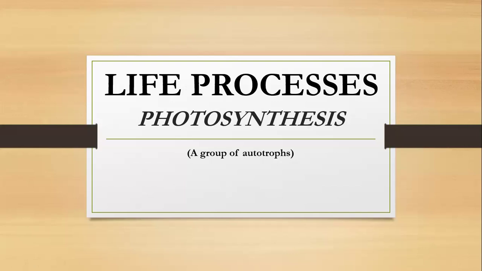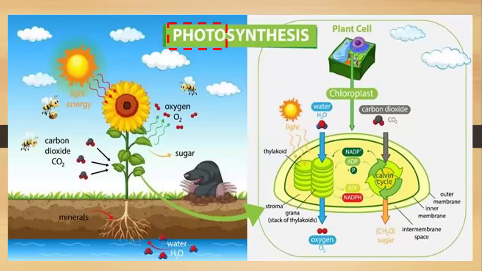how the green plant is completing the process of photosynthesis, and those who are able to synthesize their own food are known as autotrophs. Those who can do photosynthesis, making their own food, are called autotrophs. So now the process is photosynthesis.